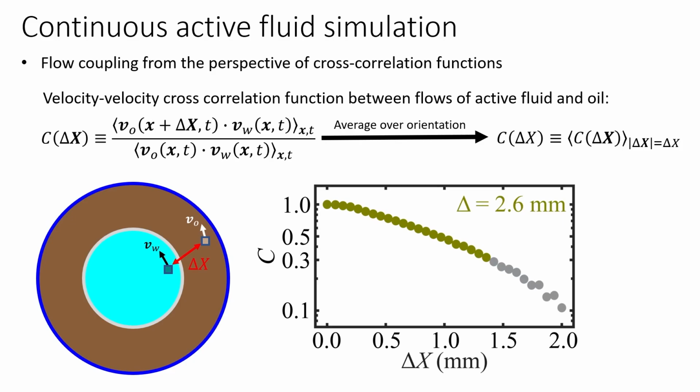Our analysis revealed that when their separation is nearly zero, they are highly correlated. When they are further apart, they become uncorrelated gradually. The correlation function decayed exponentially. We then fit the correlation function to an exponential function, and then extract the decay length L, defined as the correlation length. Physically, correlation length means that within its length, active fluid and oil are coupled.